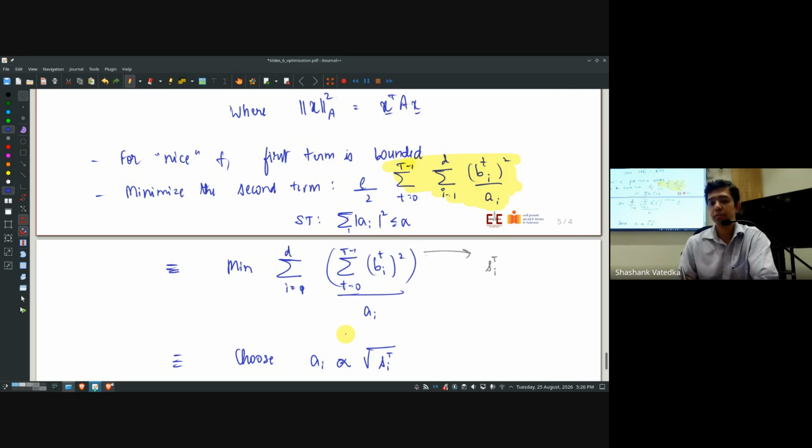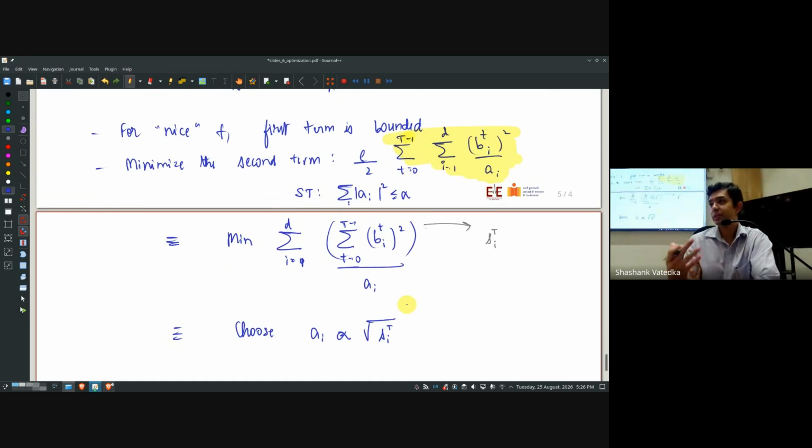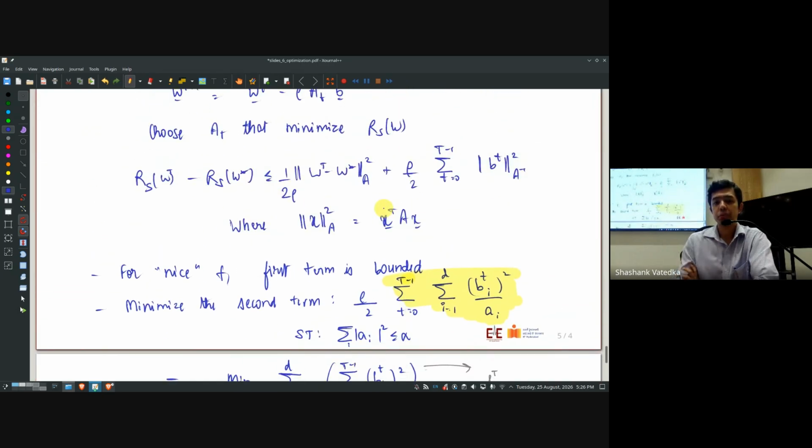Okay, and is this choice optimal? Firstly, this does not minimize the risk itself. It only approximately minimizes the risk for sufficiently large t, because it only approximately minimizes this quantity, and that too only if this second term is much larger than the first term. You're kind of ignoring this first term completely.